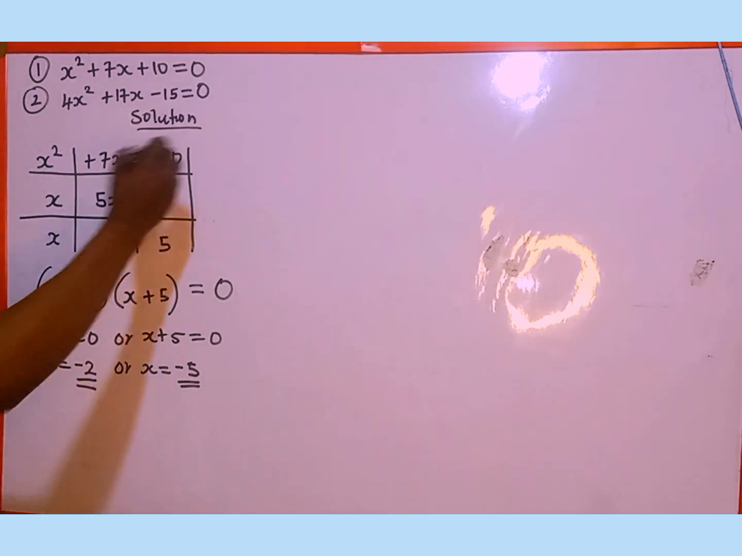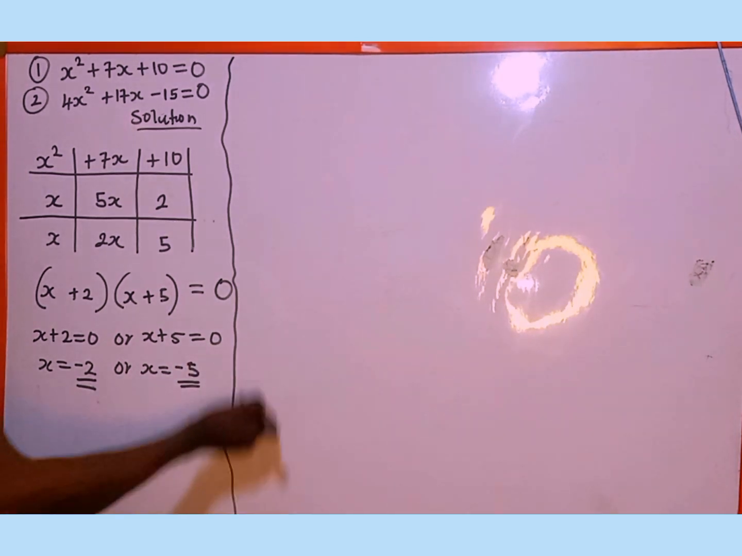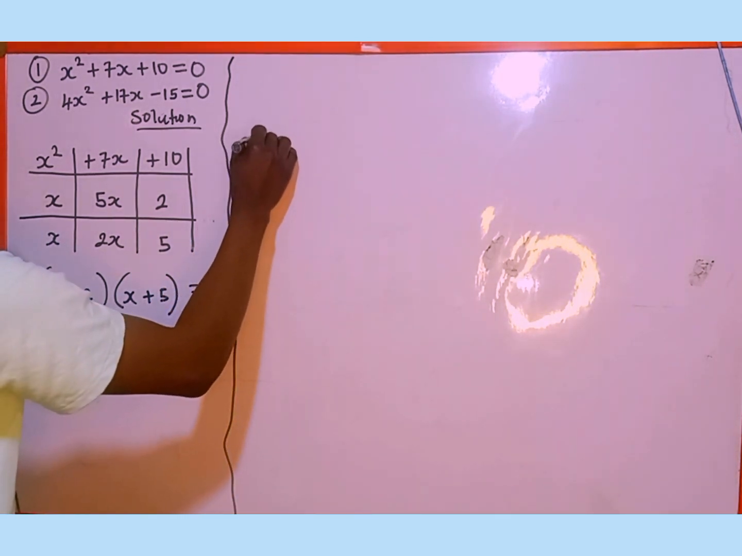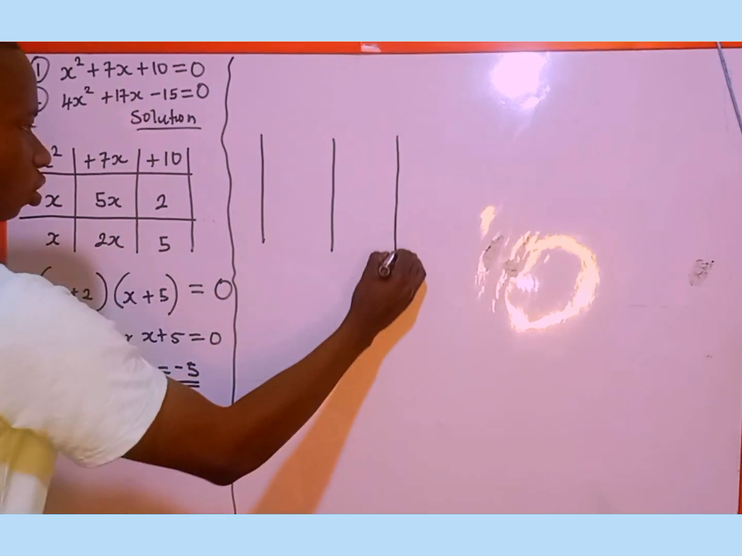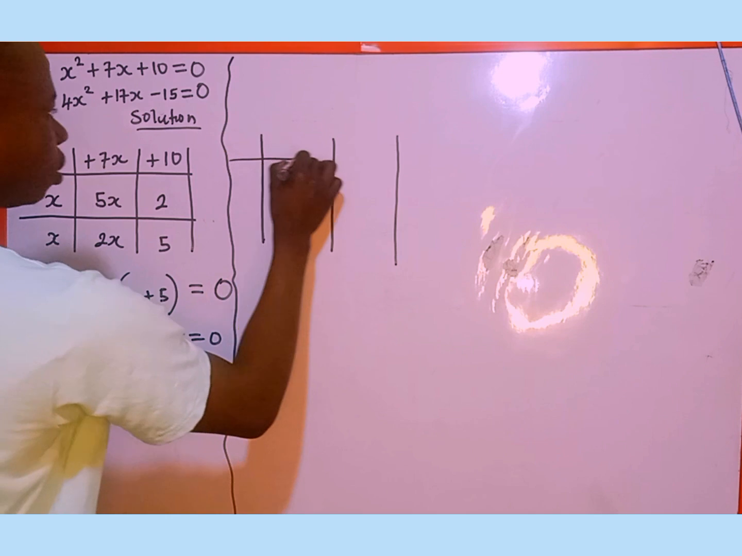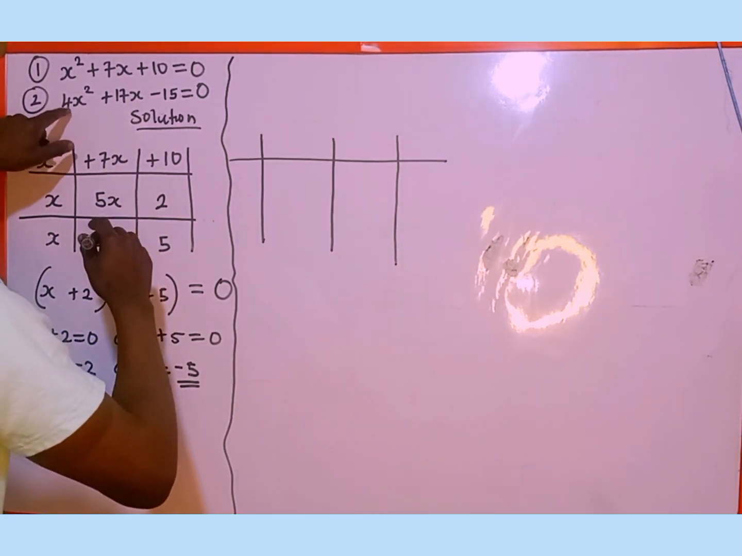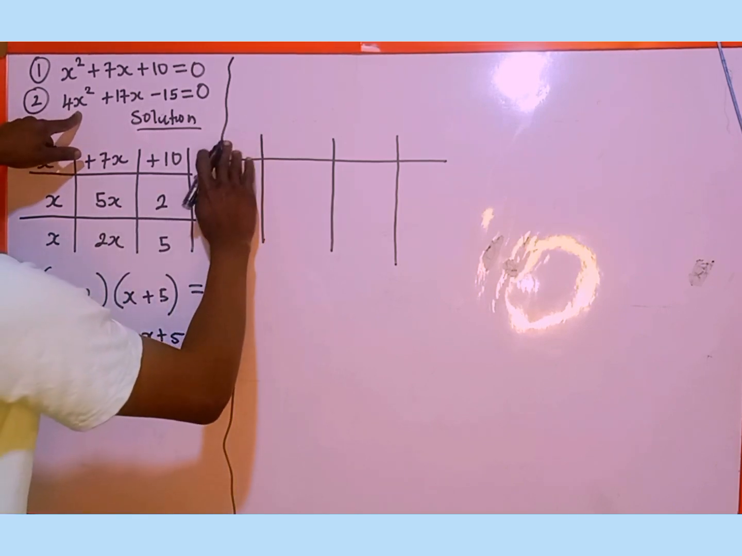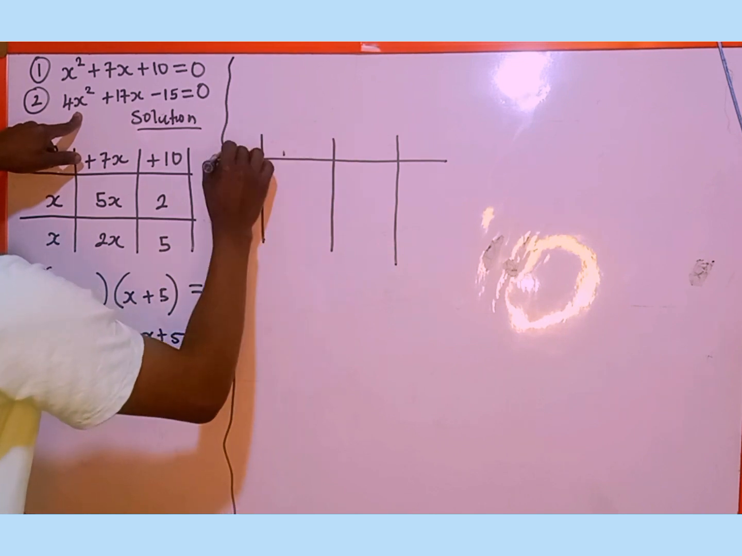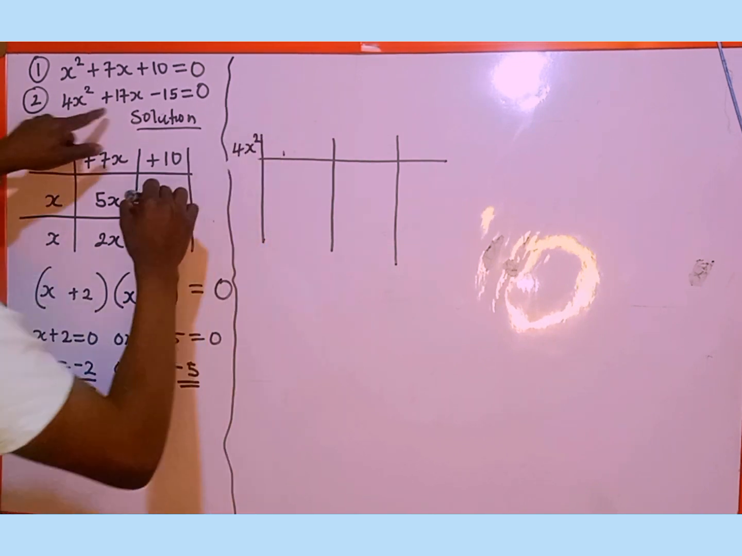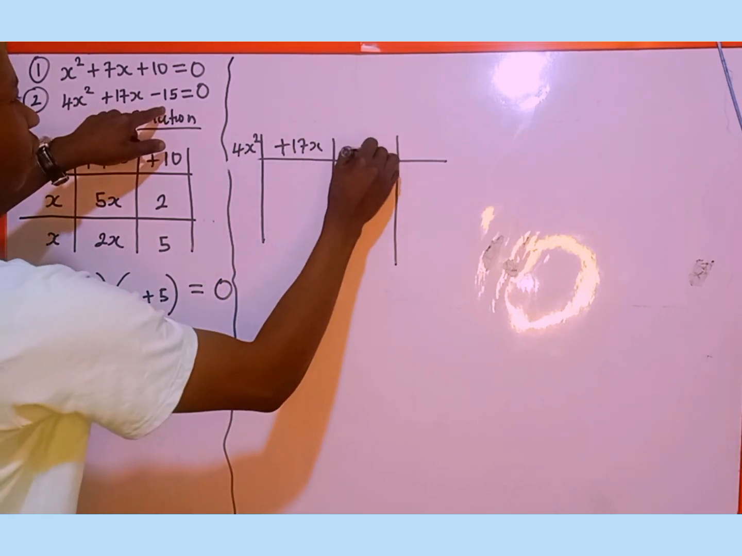Now we can solve for the value of x in the second quadratic equation. Do the same thing also. Draw three vertical lines, then use a horizontal line to cross it. Then we substitute the equation term by term. 4x squared is the first term, then the second term is plus 17x, and the last one is negative 15.